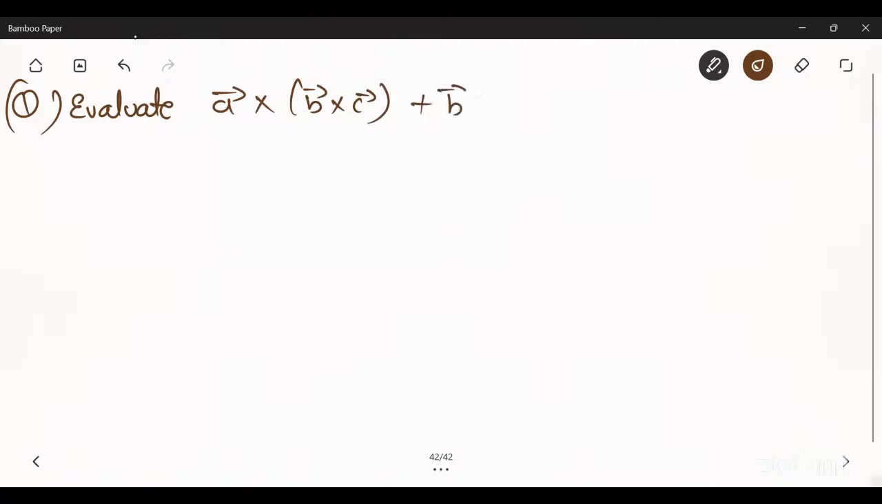Now the question is: evaluate A cross B cross C plus B cross C cross A plus C cross A cross B. Now see here the solution.